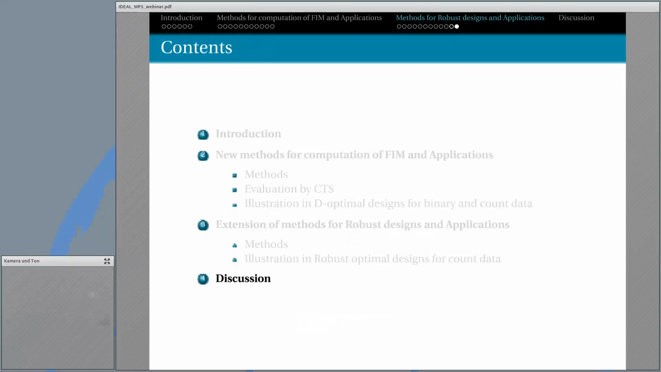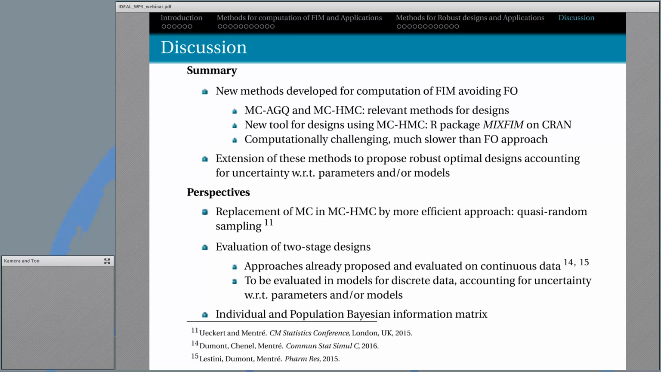So I want now to discuss those results. The summary is that we have developed new methods for computation of the FIM, avoiding first-order approximation. These are relevant methods to do optimal design for discrete longitudinal data. The tool using HMC is available in our package. Yes, it is more computationally challenging than using the first order approximation, but it's more exact, and it's one of the few approaches that you could use if you have discrete longitudinal data.